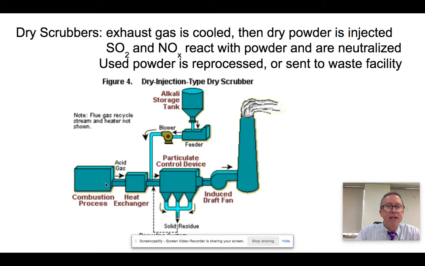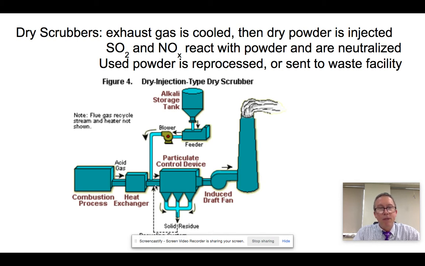Burning coal, oil, natural gas. So the exhaust gas, we'll call it an acid gas, comes in here. The first thing we do here is we have to cool it down in order to use the dry scrubber. So we have a heat exchanger that's going to cost a little bit of money, but we've got to cool it down.